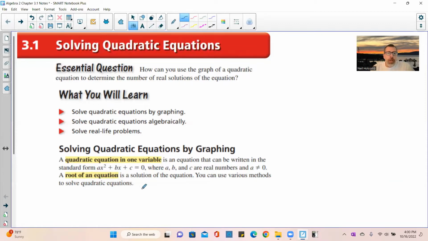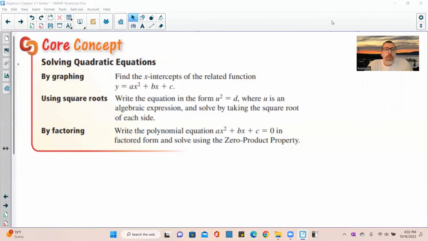A root of an equation is a solution of that equation. So root, solution, zeros, they all mean the same thing, x-intercepts. You can use various methods to solve quadratic equations. And so let's take a look. Okay, core concept, solving quadratic equations.